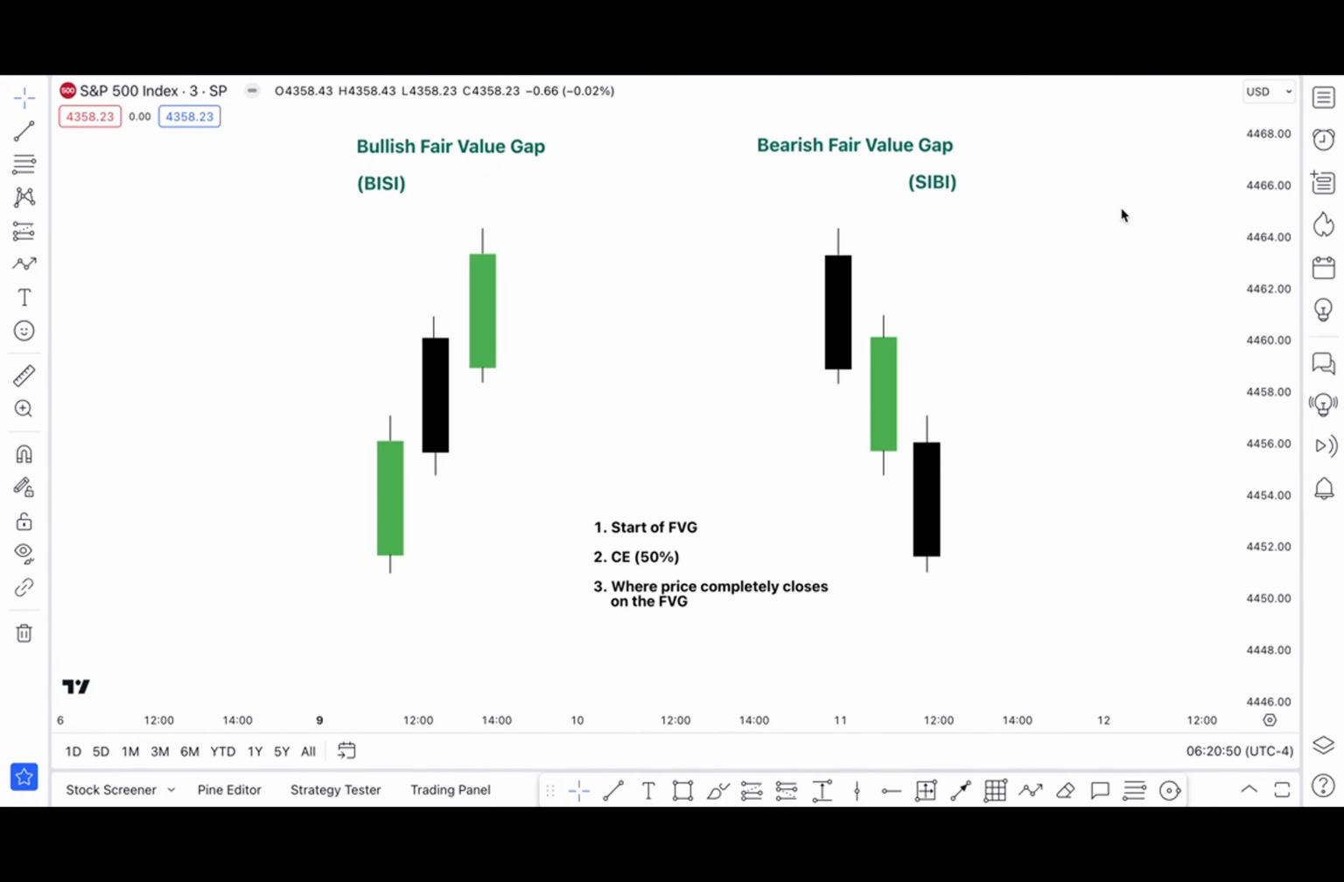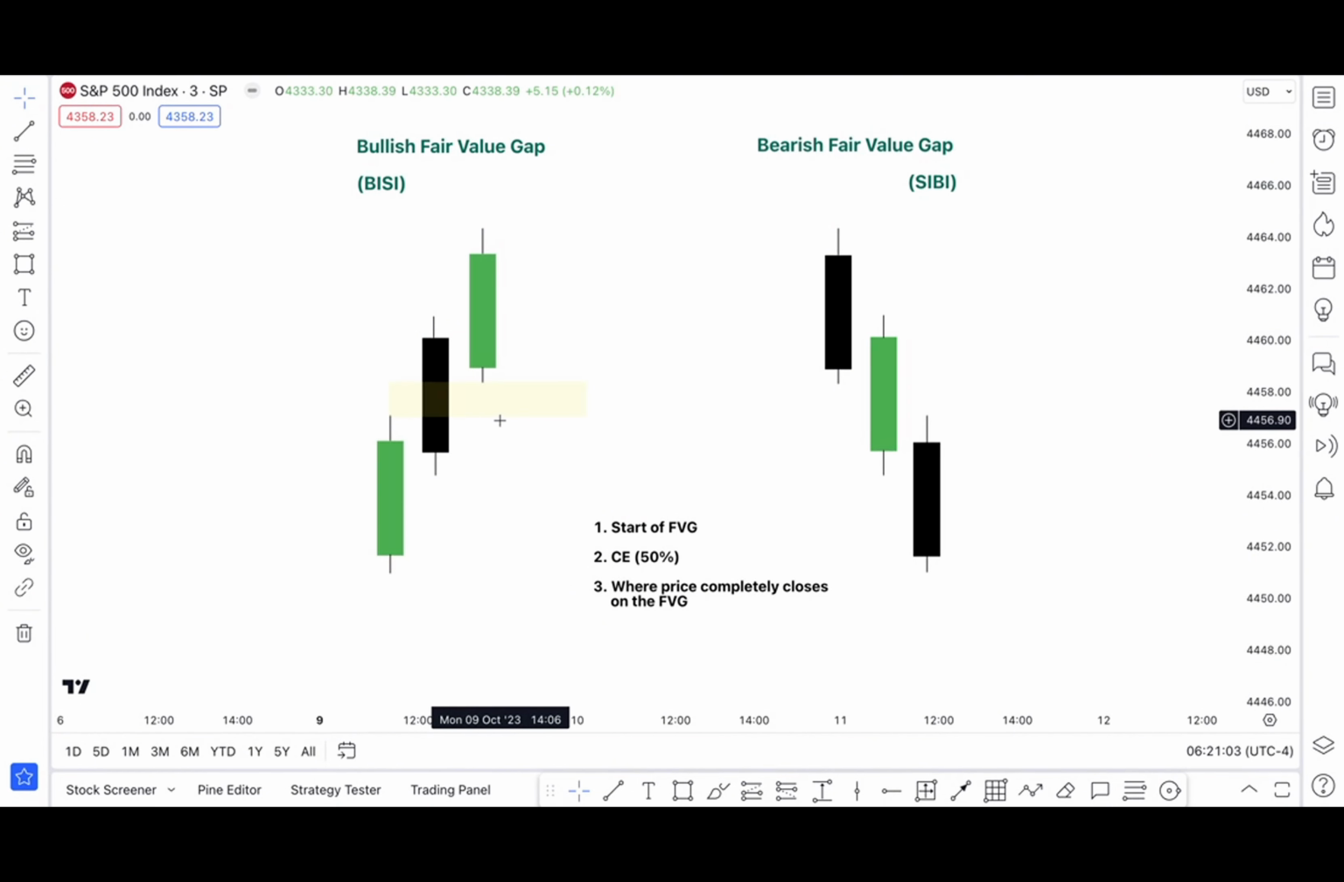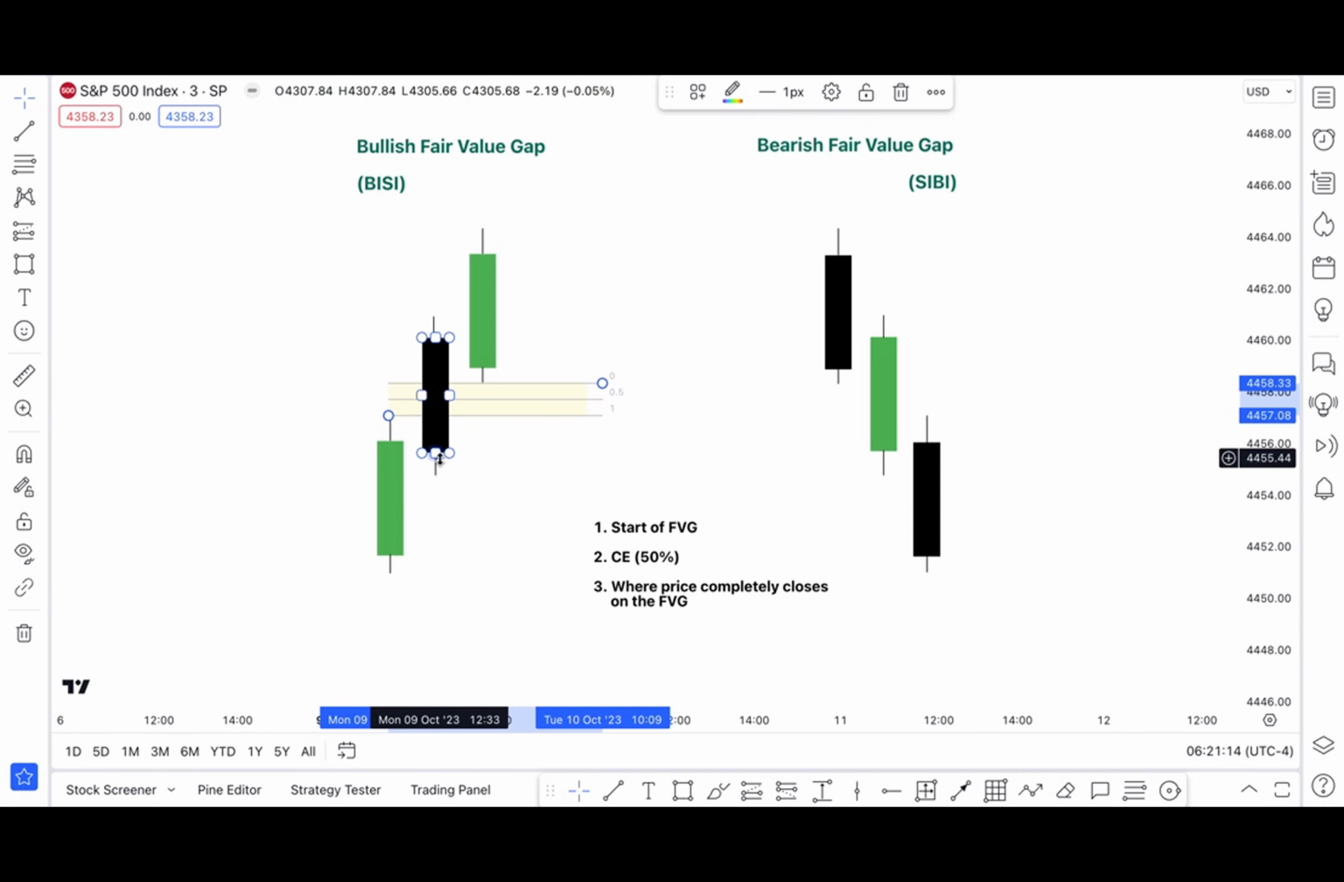When looking at fair value gaps, there are 3 things I'm looking at. First is the starting point of the fair value gap, and in a bullish scenario that is the low of the fair value gap. The second part I'm looking at is the CE, the consequent encroachment, which is 50% of the fair value gap. Third is where the price completely closes the fair value gap.